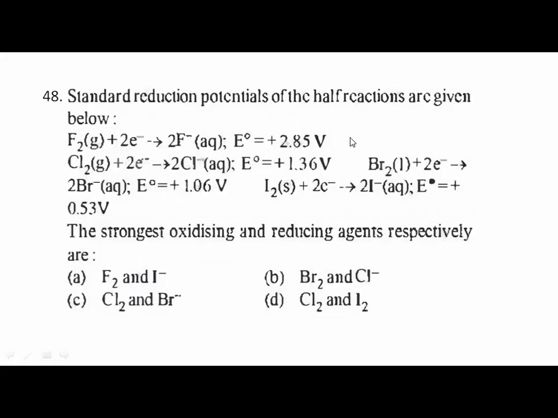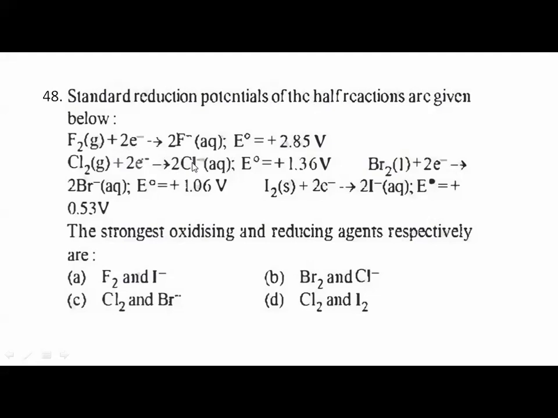Standard reduction potentials are given. Strongest oxidizing and reducing agent? See, the higher the value of reduction potential, the higher will be the oxidizing power, whereas the lower the value of reduction potential, the higher will be the reducing power. So where reduction potential is high, we will have higher oxidizing power. Here it is 2.85, so fluorine is the best oxidizing agent.